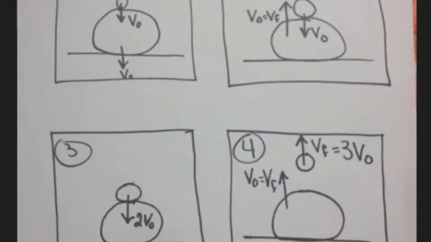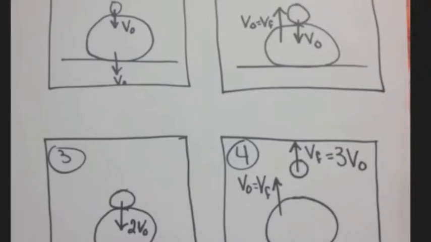Frame 3 is modeling that since the basketball is traveling upwards at a velocity v0 and the lacrosse ball is traveling downwards at a velocity v0, it would feel to the basketball as if the lacrosse ball were hitting it at a velocity 2 times v0.